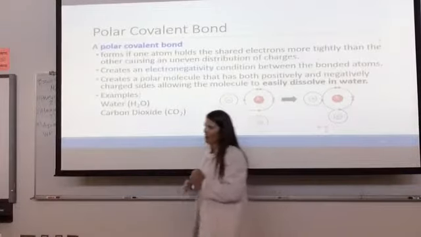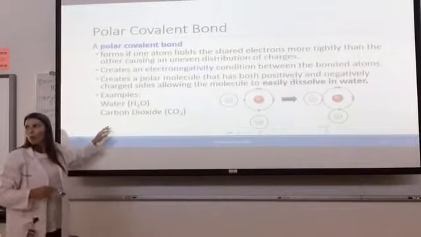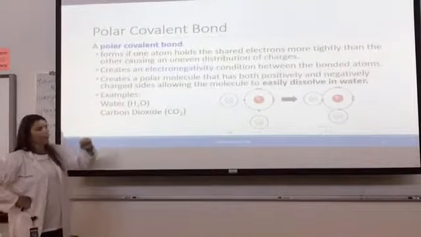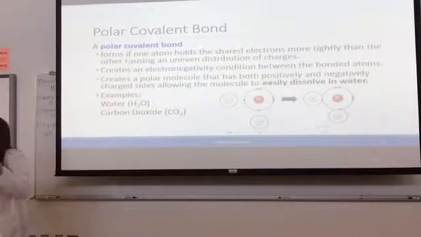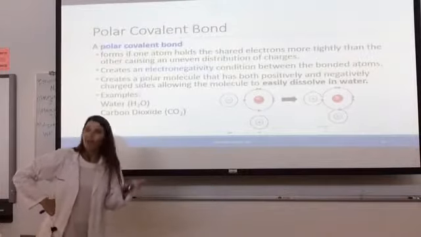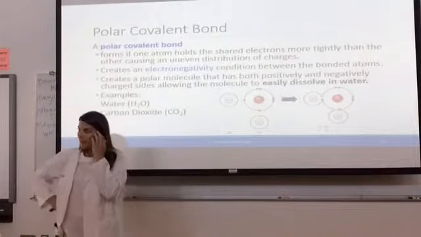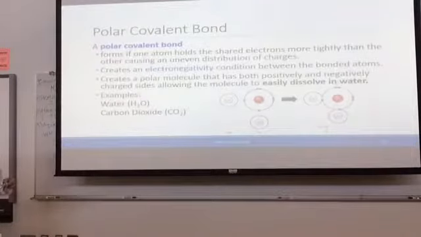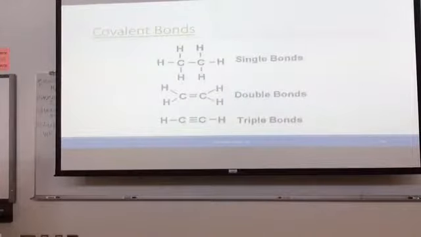Examples of polar covalent bonds. First one is water. Do you believe that water is hydrophilic or hydrophobic? I would hope that it's hydrophilic because water is, it's water. Yeah, water's water. That it is. Okay? So it's an uneven distribution. It easily dissolves in water. Polar covalent bonds. We're sharing electrons, not gaining or losing.